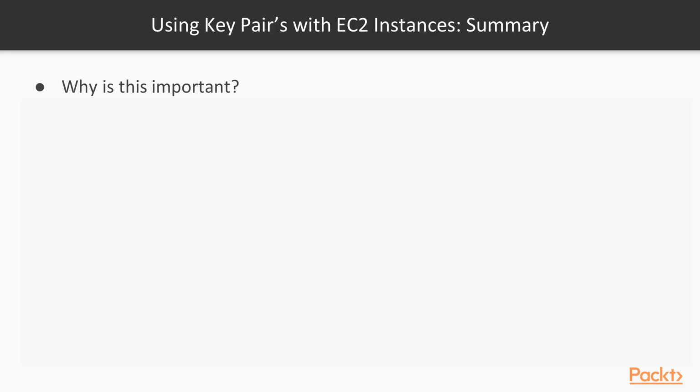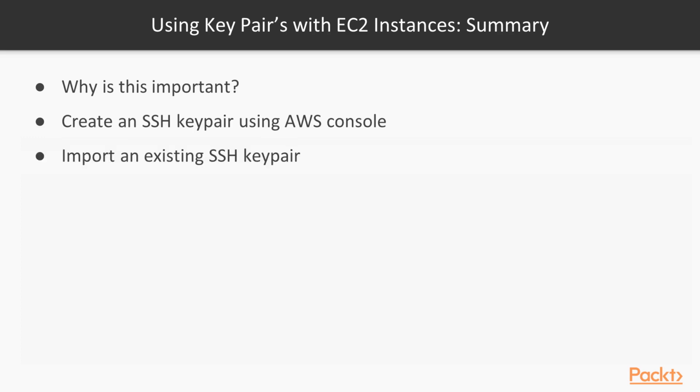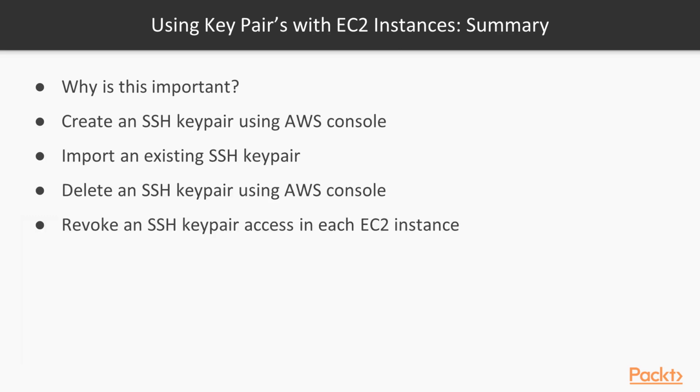In summary, why this is important, because there are some security concerns that you need to be aware of. And the major one, in my view, is this, that when you delete a key pair from the AWS console, it doesn't mean that it will be revoked from any given instance that you were using. It just means that you will not be able to use it to log into new machines that you deploy afterwards. So creating a key pair via the console is quite straightforward. Also importing an existing one, and deleting also quite simple, but revoking, just keep in mind that deleting from the console is not the same as revoking it from the instances.